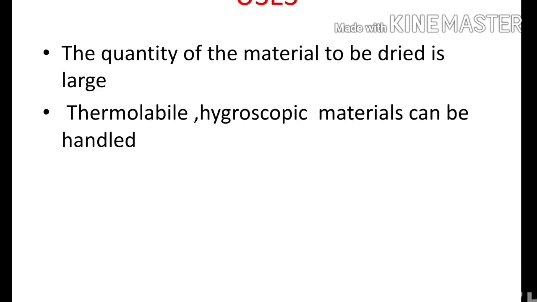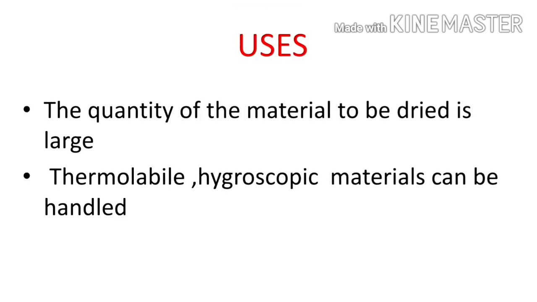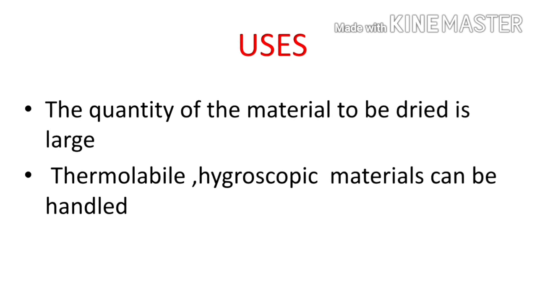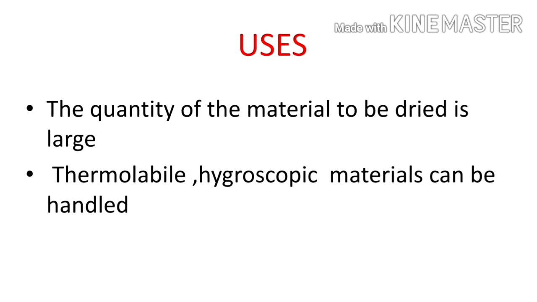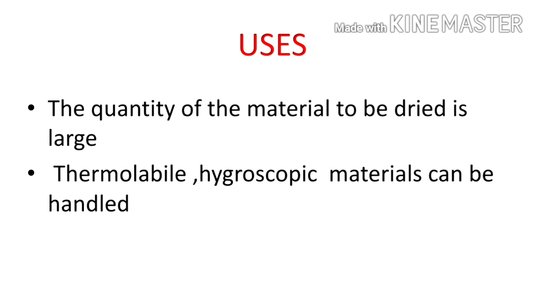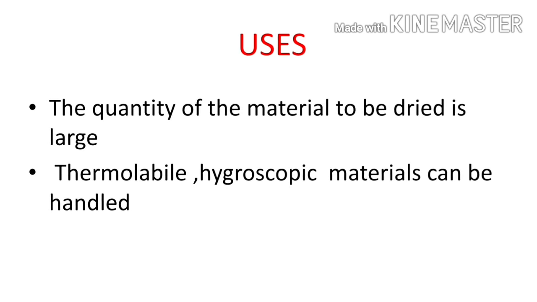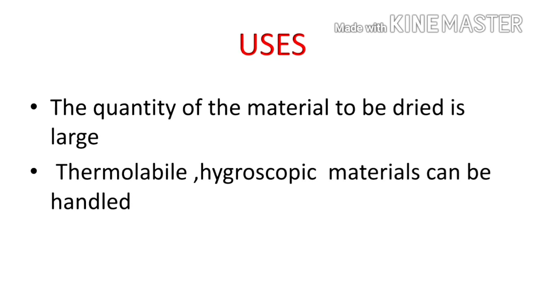Now let's see what the important uses of the spray dryer are. By using a spray dryer, we can dry thermolabile materials, hygroscopic materials, etc. And we can handle a large quantity of material. We can dry a large quantity of material using this spray dryer. So these are the important uses of this apparatus.